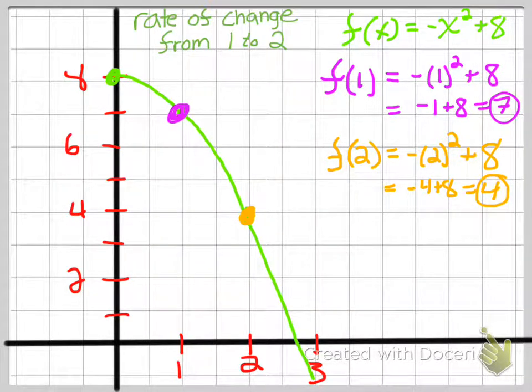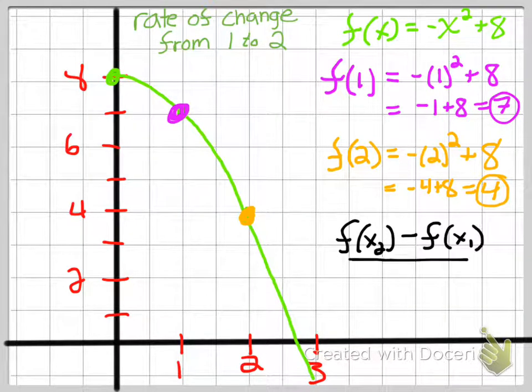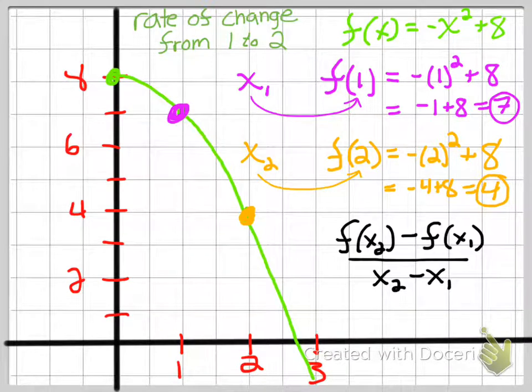So now to recall what the rate of change function is, this is the rate of change function: f of x2 minus f of x1 over x2 minus x1. And remember, this is basically change in y over change in x. This is just one version of change in y over change in x. Alright? So we're going to try to apply that to this problem. And the way we can do that is by labeling that point as x1 and that point as x2.